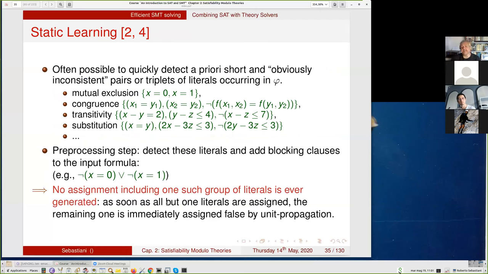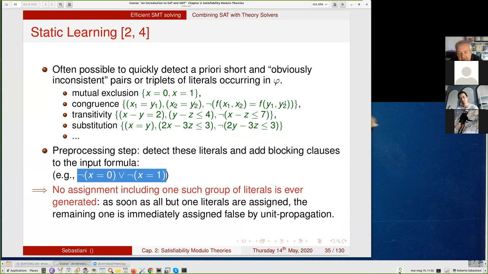Well, this is something that sometimes you use, but for instance, we don't use it anymore in MathSAT. It's static learning. Static learning is detecting a priori if there are some obvious simple clauses, lemmas, which can be learned a priori due to the semantics of the atoms. So for instance, if you have the same term equal to different constants, you can always infer that they are mutually exclusive, right?